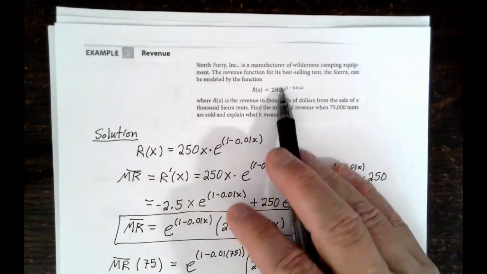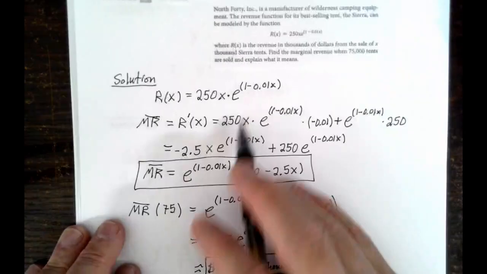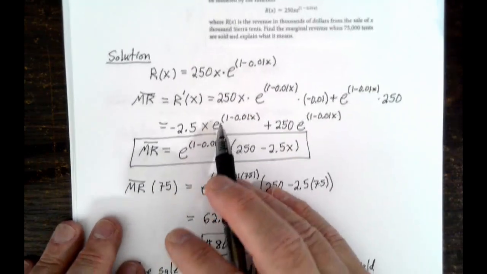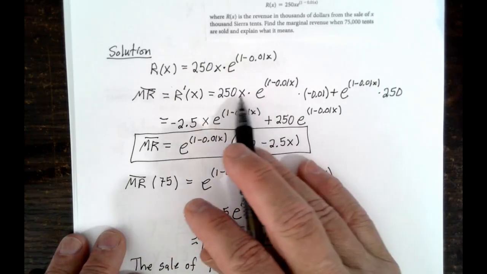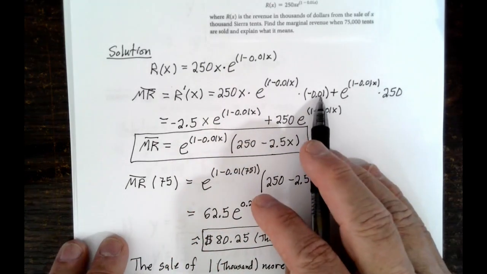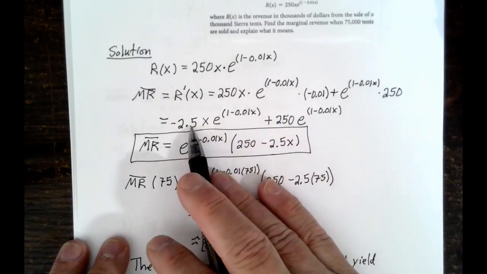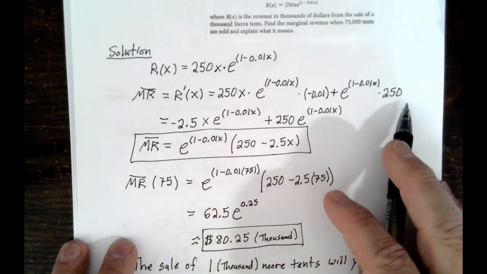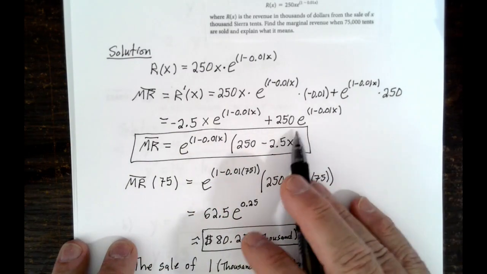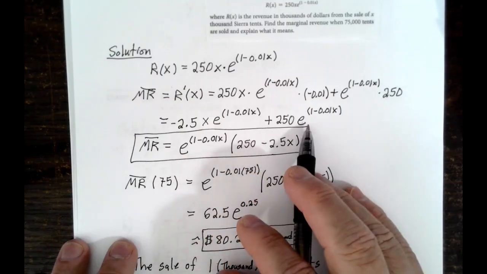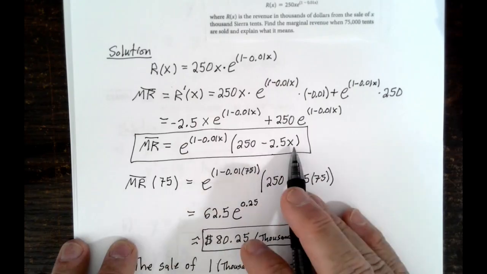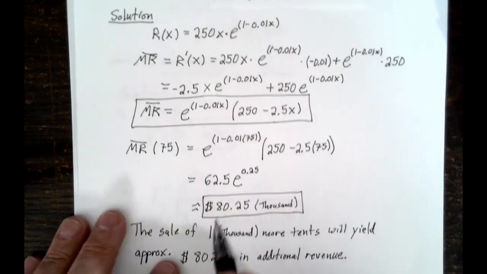Number 5, they give you the revenue function, ask you for marginal revenue, so you take the derivative of this guy, and you have to use the product rule just like we did before. Okay, and so you get this whole thing here, and we multiply the negative 0.01 times the 250 gives you negative 2.5. You have the x, you have this guy, and you bring the 250 out in front of this one. Now if you wanted to, you could pull out an e to the exponent out of both of these, and you're left with just this part inside the parentheses.